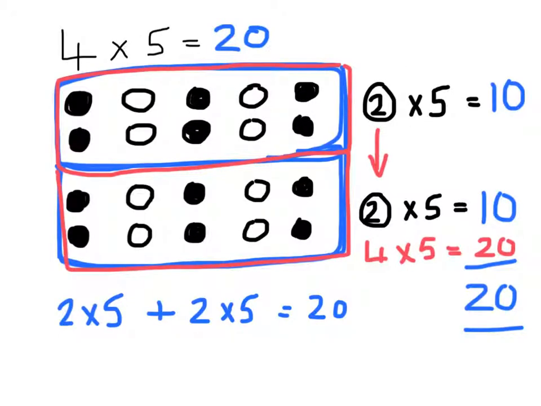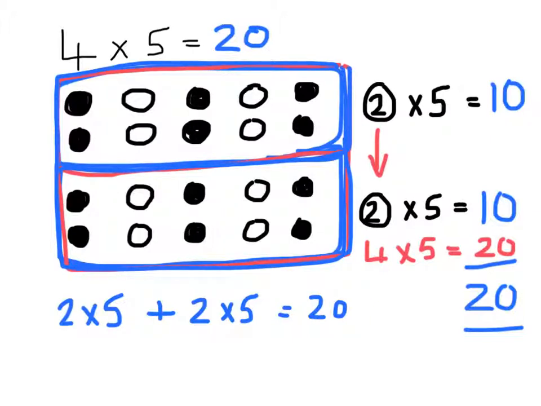Let's look at a first example. 4 times 5 equals 20. You can see that 2 times 5 would give you the answer 10, and another 2 times 5 will be another 10. So 4 times 5 equals 20.